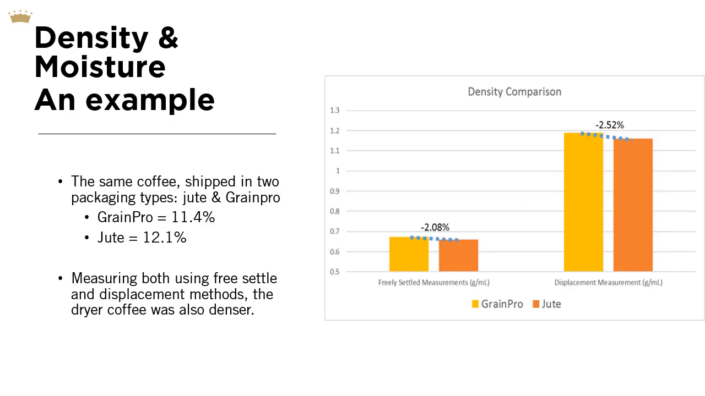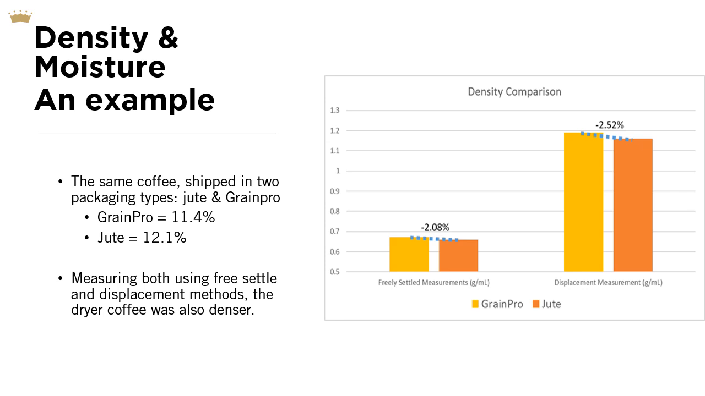One other example to demonstrate this point is when I was working through these numbers, I actually remembered that I had access to a single coffee that was shipped in two different packaging types. And when it arrived, those two different packs, the one was a jute bag and one was lined with GrainPro, they arrived with different moisture content. And therefore I figured out that I could test this mathematical trend on an actual real coffee.